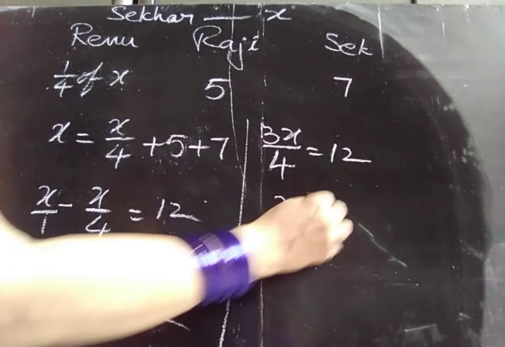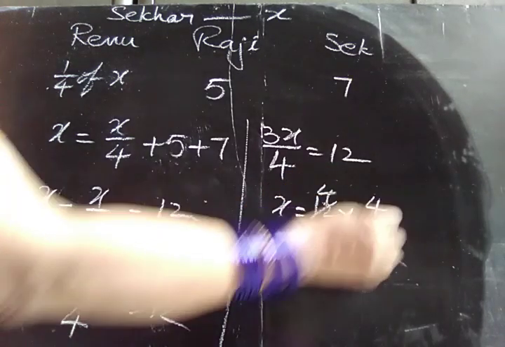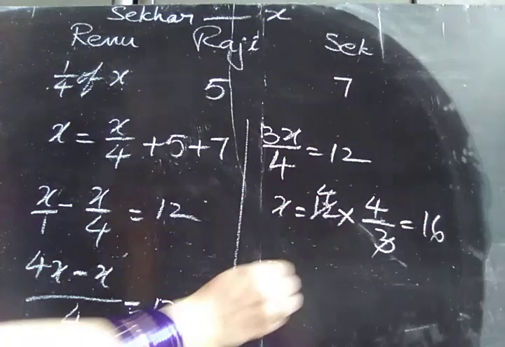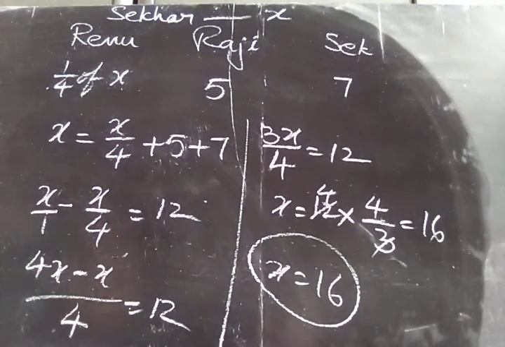x is equal to 12 into 4 by 3. 3 ones, 3 fours. 4 fours are 16. So x is equal to 16. With Shekhar, how many sweets are there? 16 sweets are there. Understood, children?